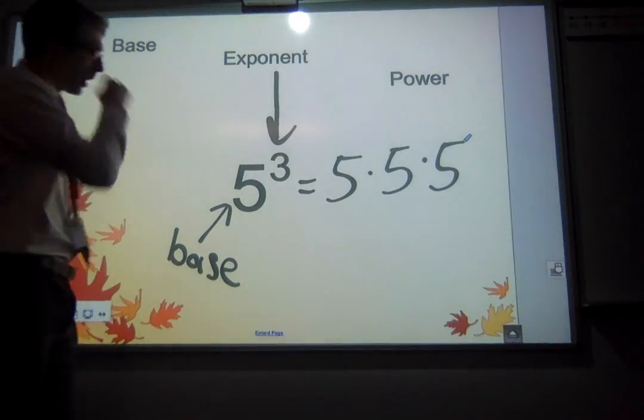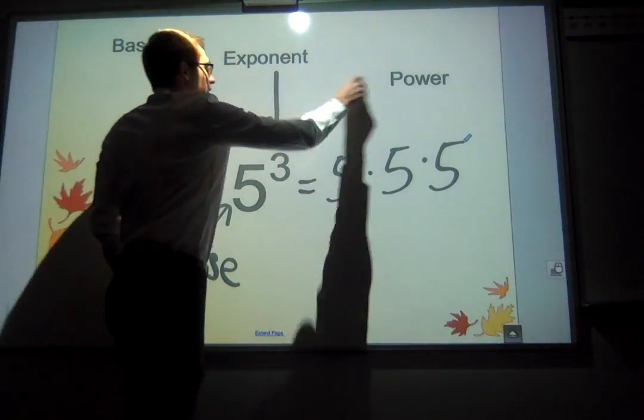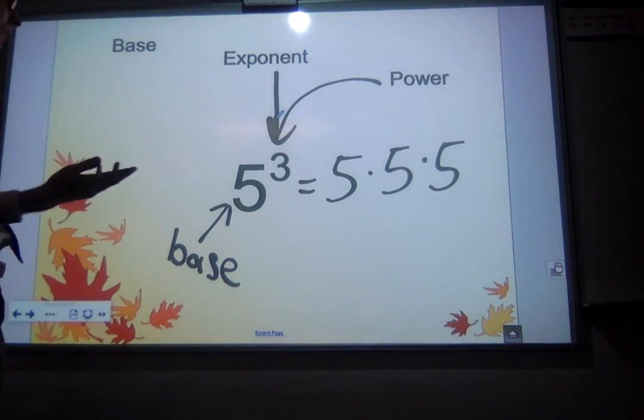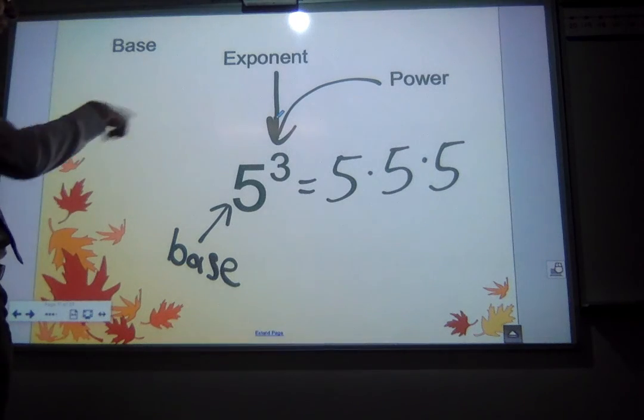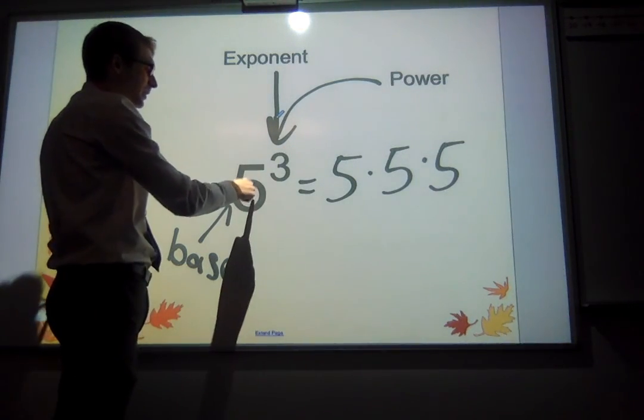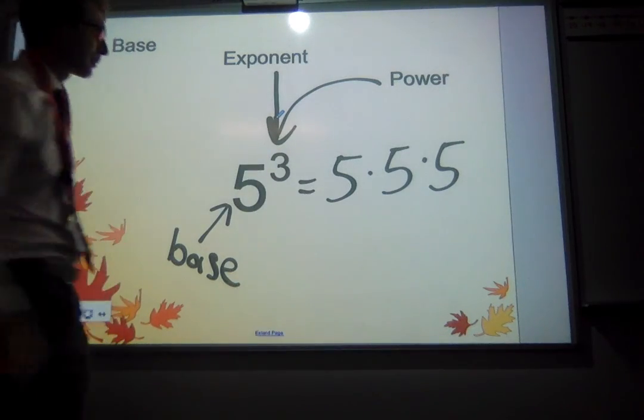So again, we can use the exponent term, the power term, almost interchangeably. 5 to the 3, 5 to the third power, 5 cubed. There are numerous ways that we can say this, but at the end of the day, it just means the base is going to multiply itself by itself however many times the exponent says so.